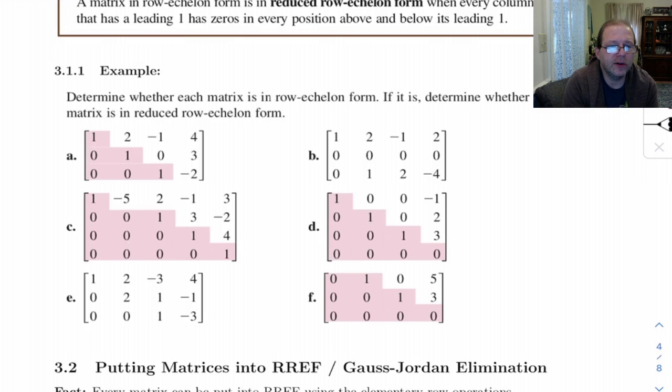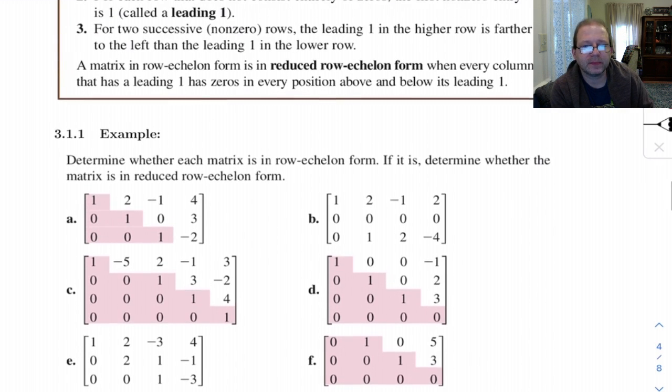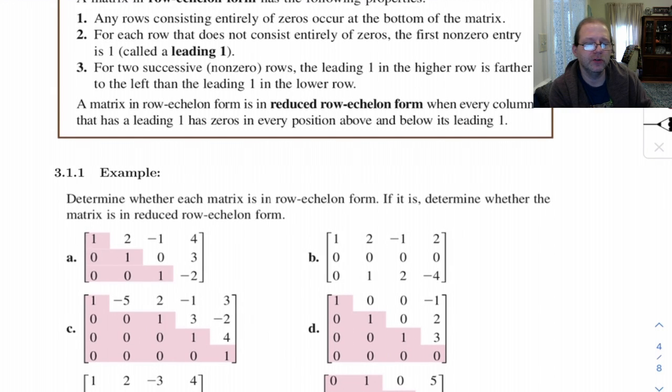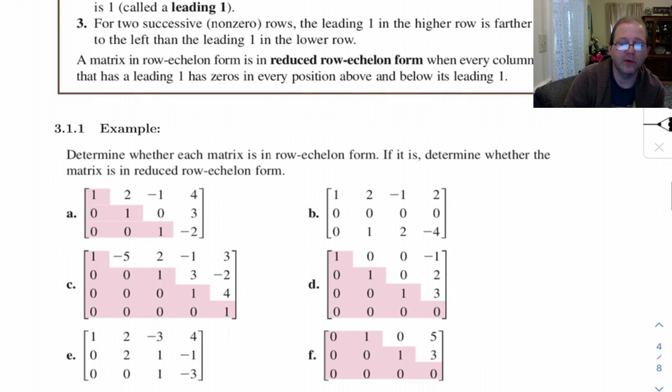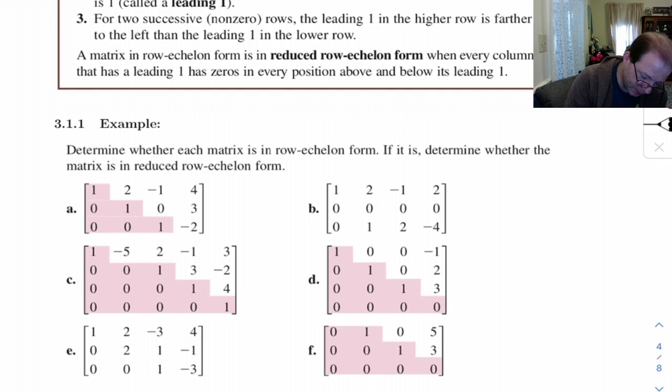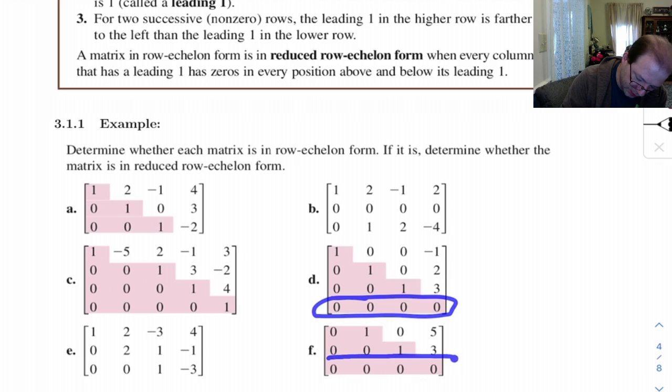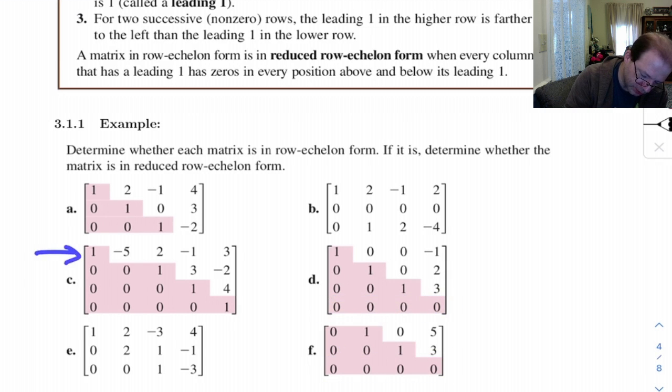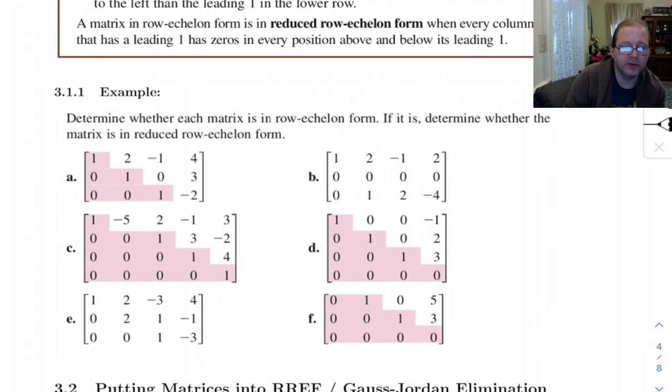This example says, determine if each matrix is in row echelon form, and if it is, determine if it's in reduced row echelon form. We'll talk about reduced in just a moment. But basically, all of these that have the pink on them are in row echelon form. And if we look at it, let's see, only this one has an all zero row and this one. And those all zero rows are at the bottom. All the other rows have as their first non-zero entry a 1. If we look at it, that's true for all of these things that are highlighted.